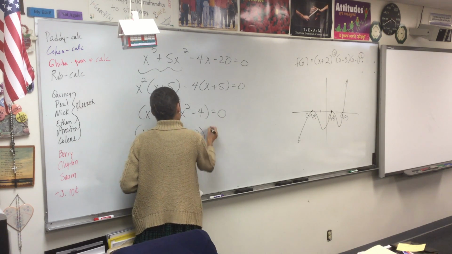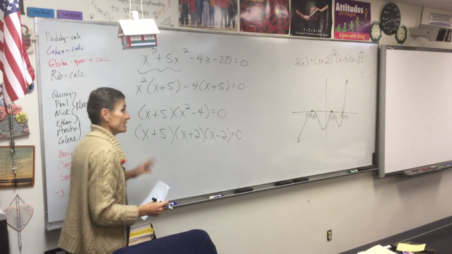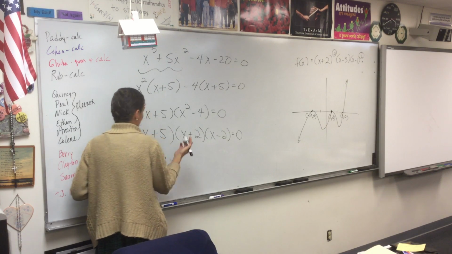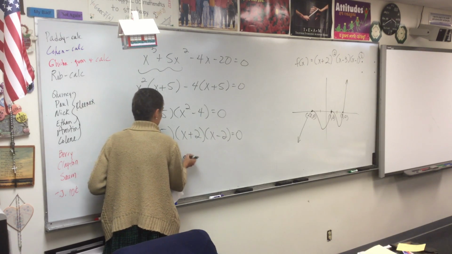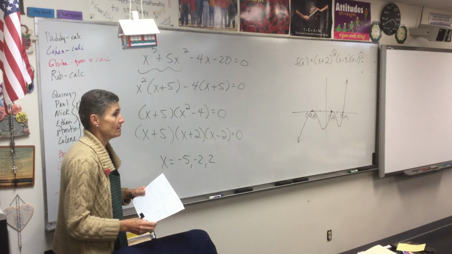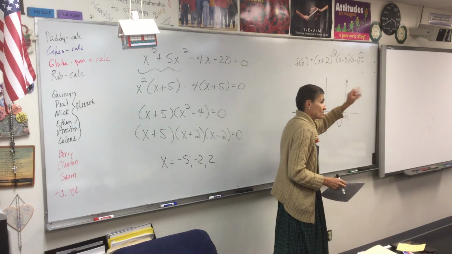So at this point, you could graph this thing, but it doesn't say graph, it says tell me where the x-intercepts are. So where are they? -5, -2, and 2. That's it. Easy. So if you had to graph it, you would start with those points just like we did with this one.